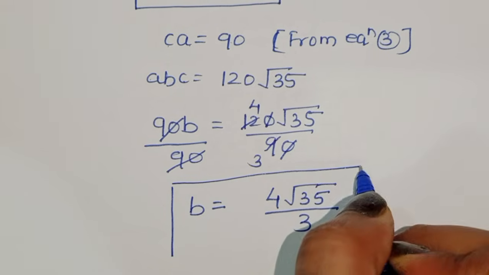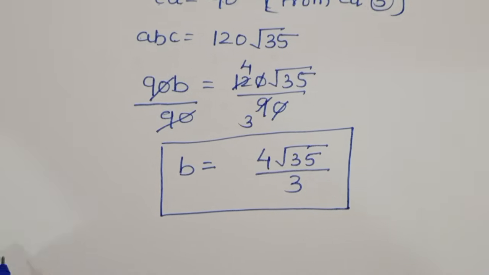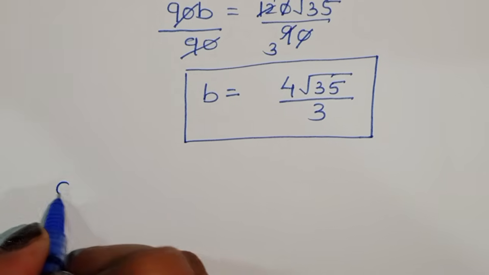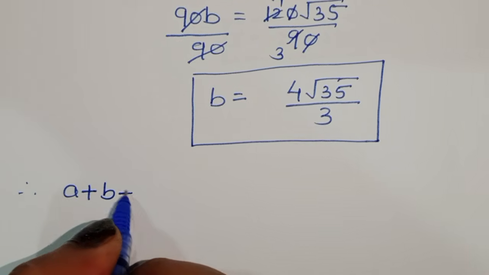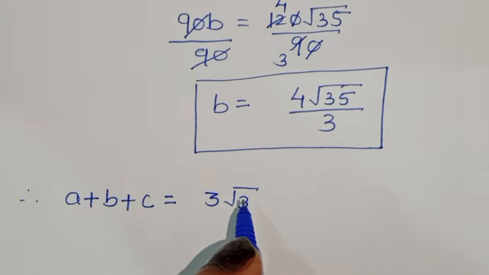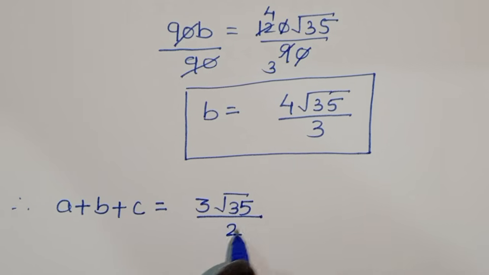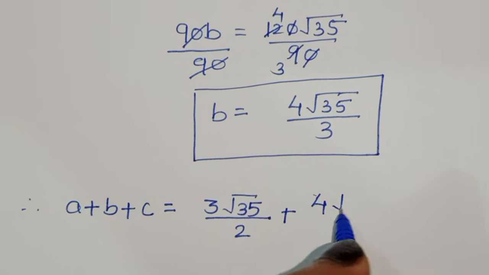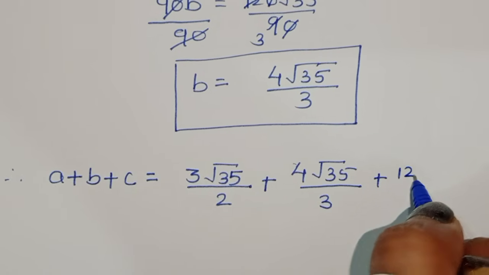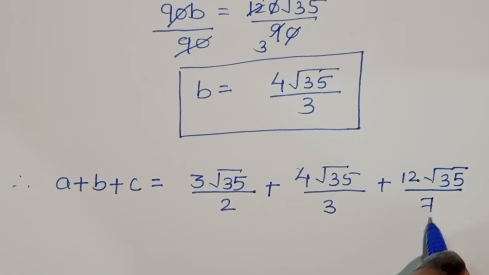So in this way we got the values of A, B and C. So we have to find out the value of A plus B plus C. This is the actual question. So therefore A plus B plus C is equal to, the value of A is 3 square root of 35 divided by 2, plus 4 square root of 35 divided by 3, plus this is the value of C, 12 square root of 35 divided by 7.